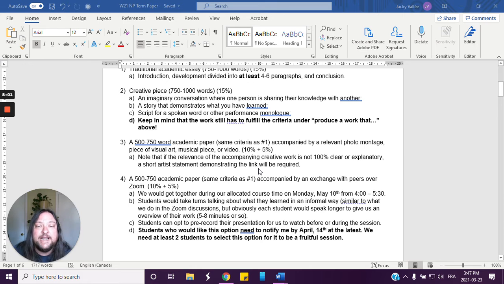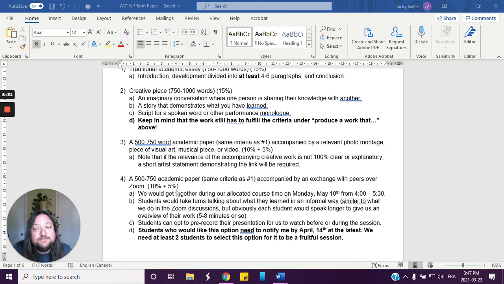Now, if your creative piece is an abstract painting or something that is not immediately clear, you would still need a little artist statement, kind of like they do in museums sometimes. If you go to museums, there's a sculpture or something. Oh yeah, sculpture, right? You could do that. Any kind of artistic thing that's not written. And then you would have a little explanation of how it's linked to the topic and what it represents, if it's not immediately clear.